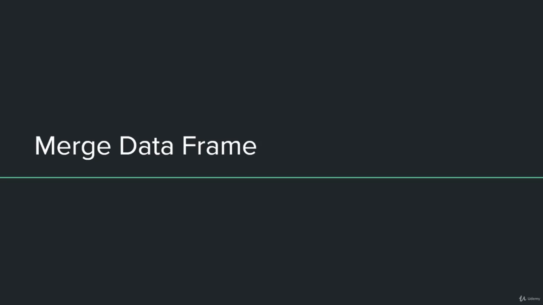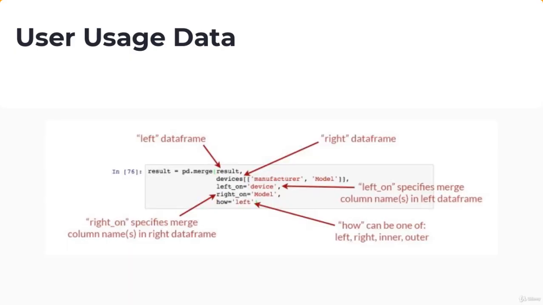Okay, so let's talk about another functionality, another concept in which we will discuss merging two different data frames into a final data frame. So the merge operation in Pandas has this syntax, and this is how we write it down. The result is the left data frame and the devices is the right data frame, and this is the syntax. This is the way we write it down if you're merging two data frames.